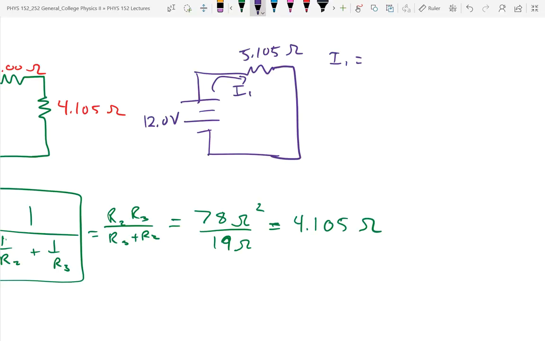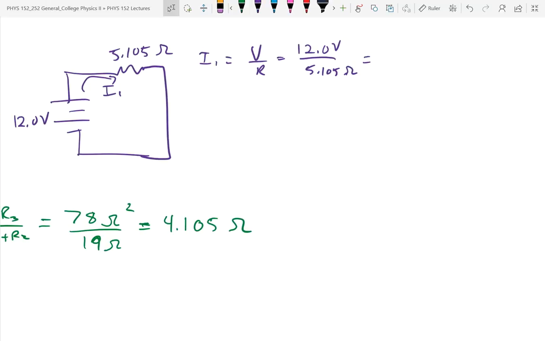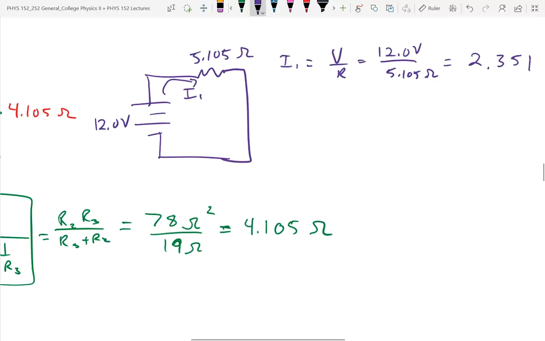So there's 12 volts across there because the battery is straight across this. And so the current is a little bit more than 2. What do we get with 12 divided by 5.105? 2.35? And can you give me just one more digit? 1. So we have 2.351 amps flowing through that resistor.